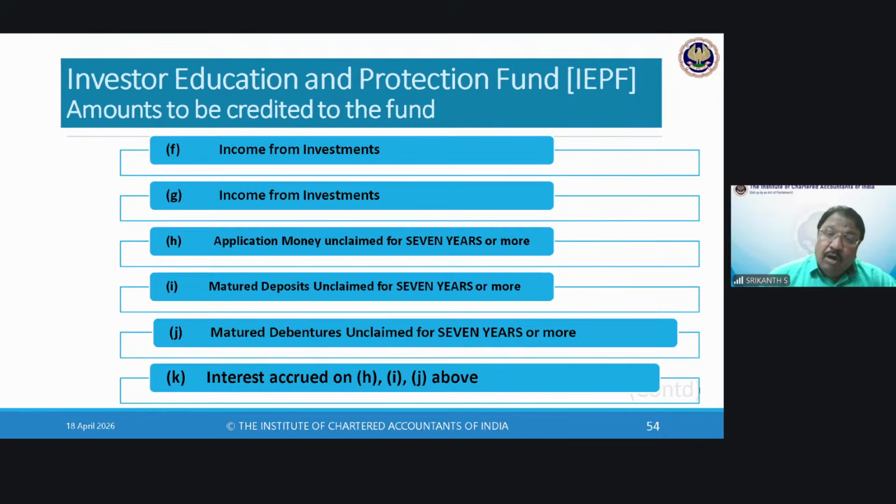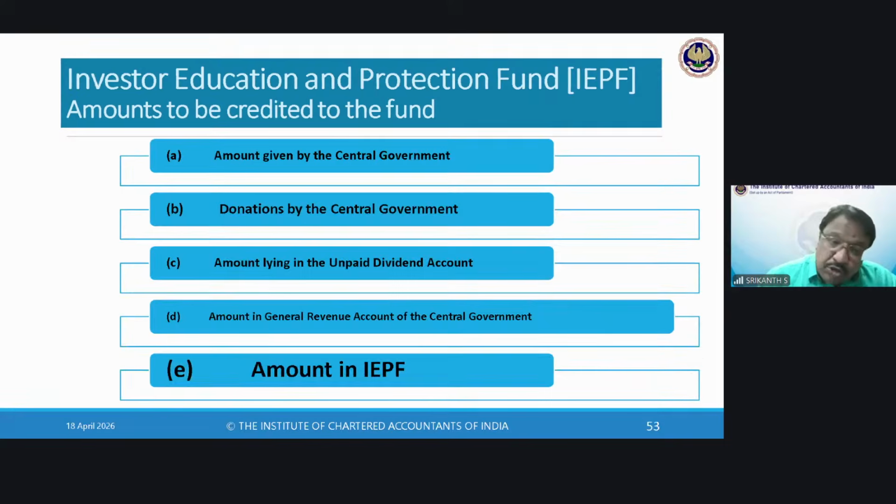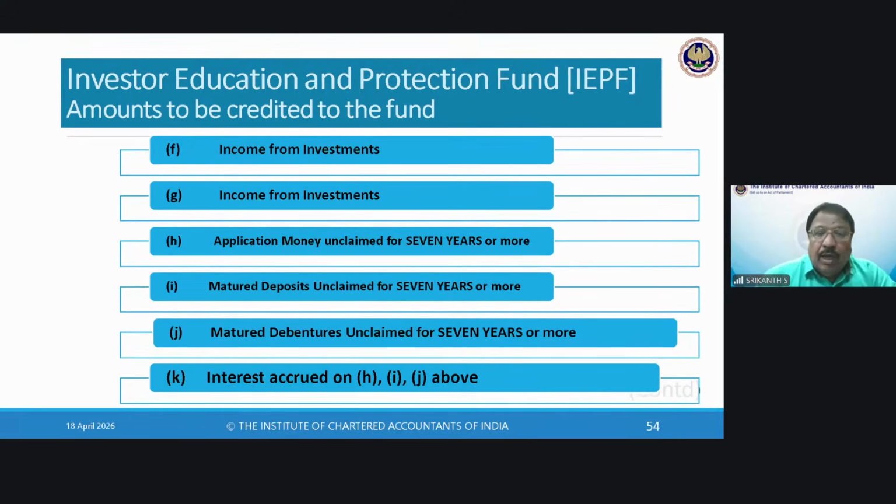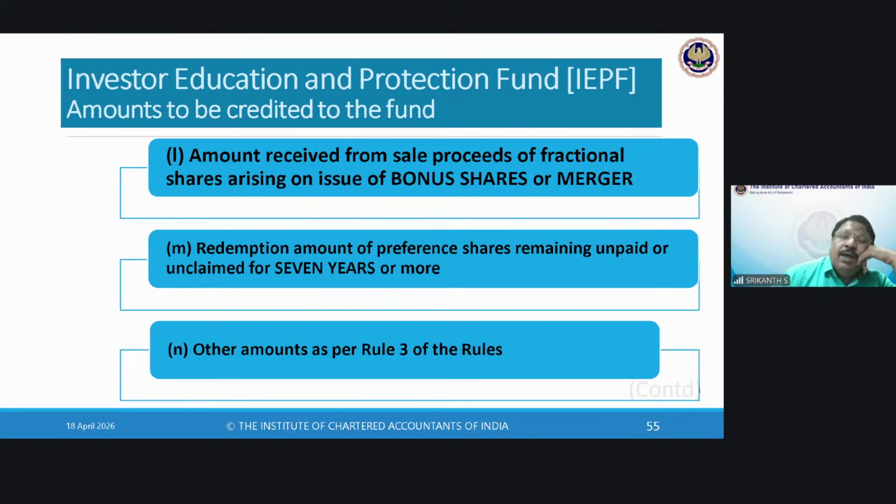Okay. On H, I, and J, the interest accrued also. See, here also, the unpaid dividend account, you will get it along with the interest. Similarly, here also, the interest accrued will have to be transferred. Amount received from sale proceeds of fractional shares arising on issue of bonus shares or merger.